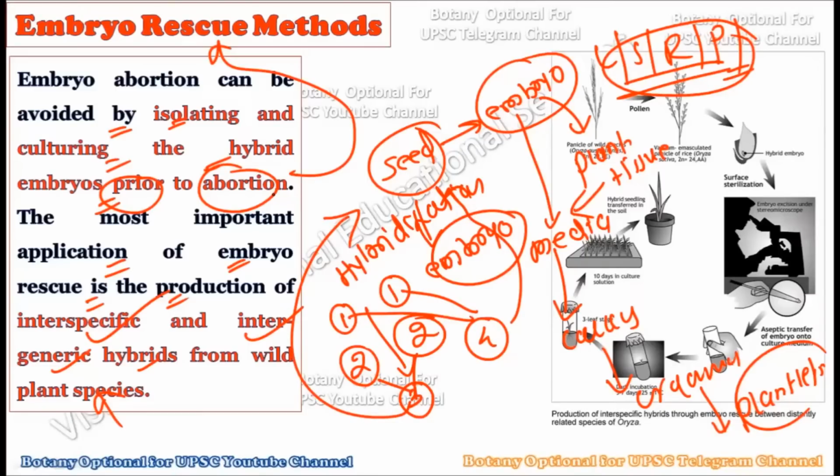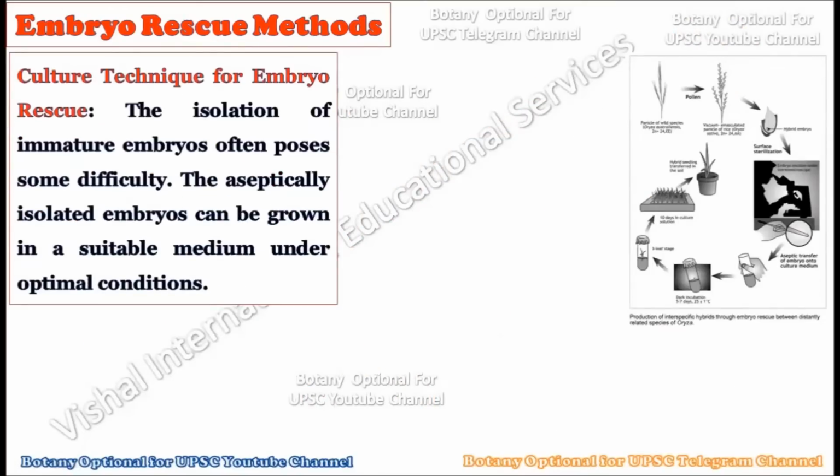We just have to take out the embryos from the seeds and plant them in plant tissue culture to create a whole new plant. In this way, whatever failure is going to occur in hybridization methods, whether interspecific hybridization or intergeneric hybridization, in both ways we can save the whole new result or whole new plant. Now consider the culture technique of embryo rescue.